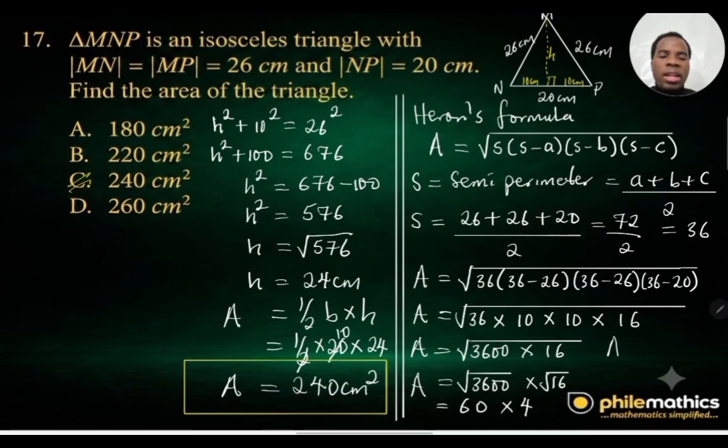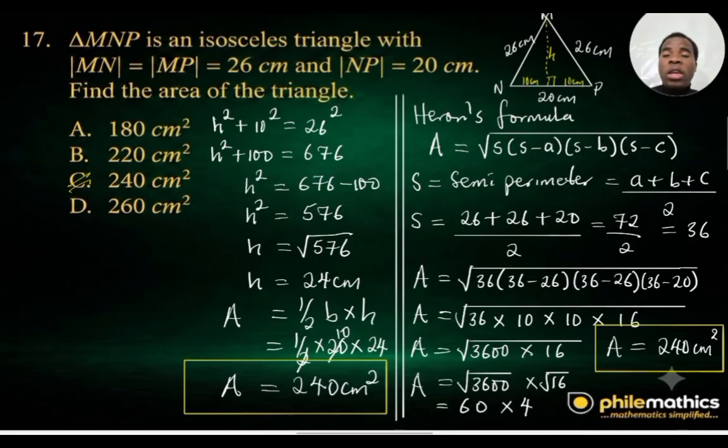So that we'll get area as 240 centimeter square. So at the end of the day, we got the same answer, whether you are using the simpler formula or you are using Heron's formula.